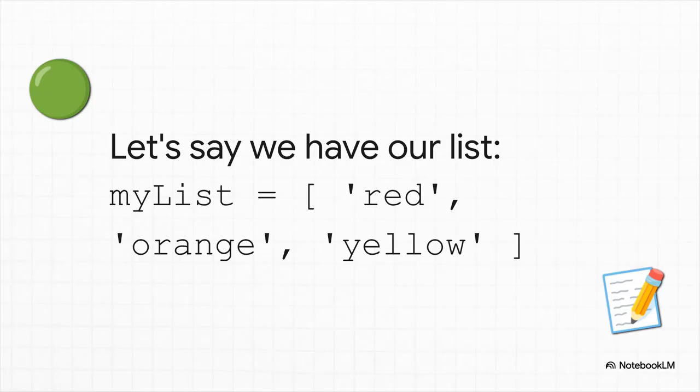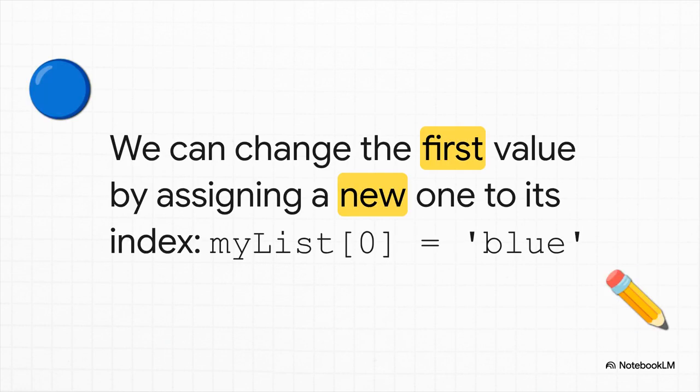So let's go back to our familiar list of colors. Right now, it's holding red, orange, and yellow. But what if we made a mistake? Or what if the user wants to change a color in our drawing app? It is this easy. Seriously. We use that same indexing we just learned to target the item we wanted to change. In this case, index 0, that very first item.